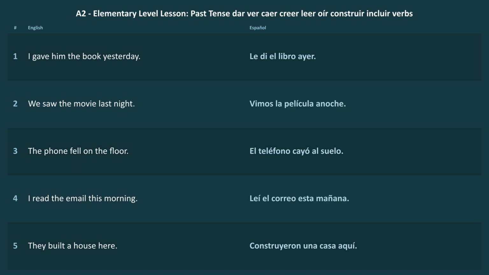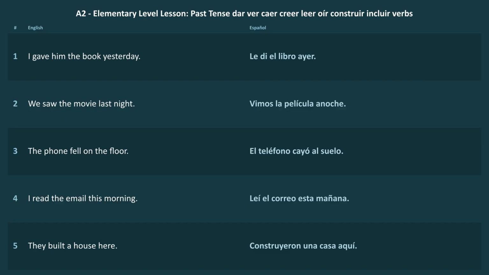El teléfono cayó al suelo. Excellent. You may also hear en el suelo sometimes. But al suelo, to the floor, sounds very natural here.